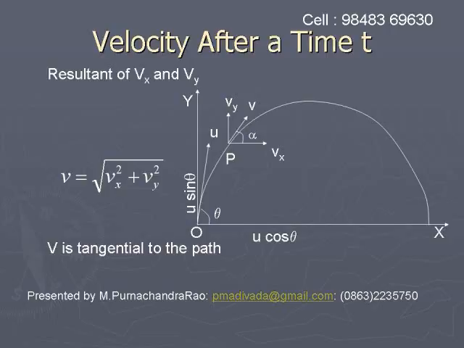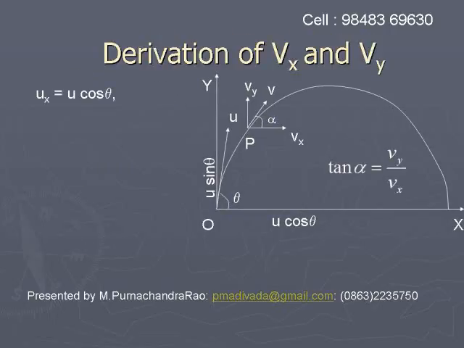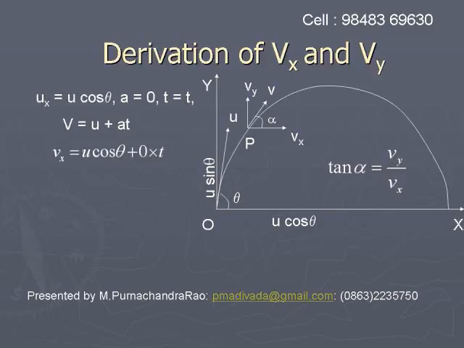Now let us derive the relation for the velocity. In the horizontal direction, initial velocity ux is equal to u cos theta, acceleration a is equal to 0, time t is equal to t, and the final velocity Vx, let us calculate. Let us take the relation v is equal to u plus at. From this, Vx is equal to u cos theta plus 0 into t. Therefore, Vx is equal to u cos theta. This is the horizontal component of velocity after a time t.